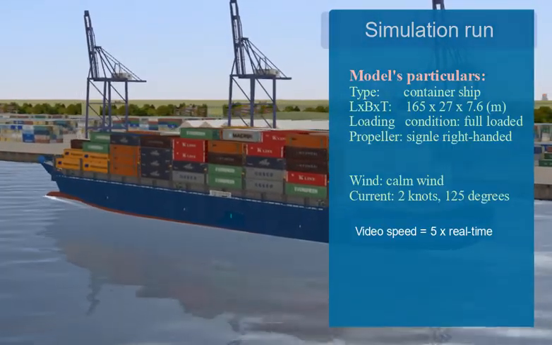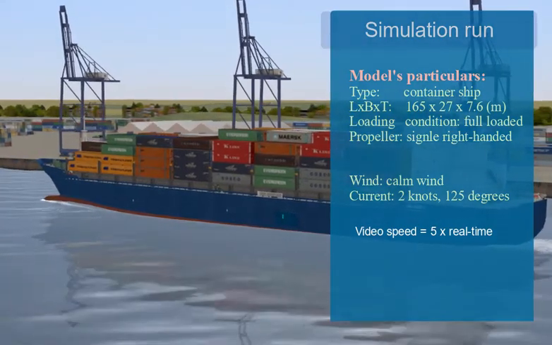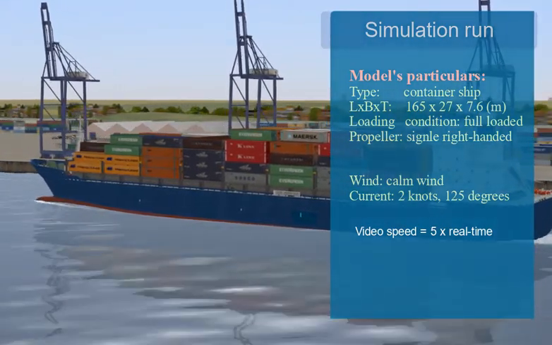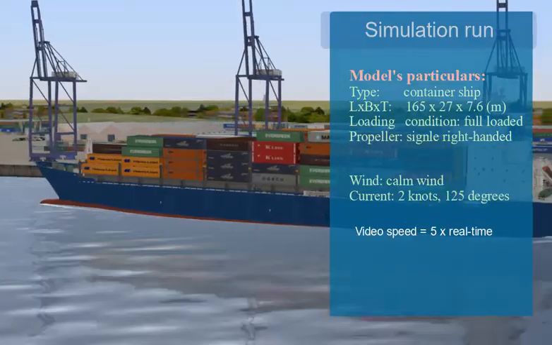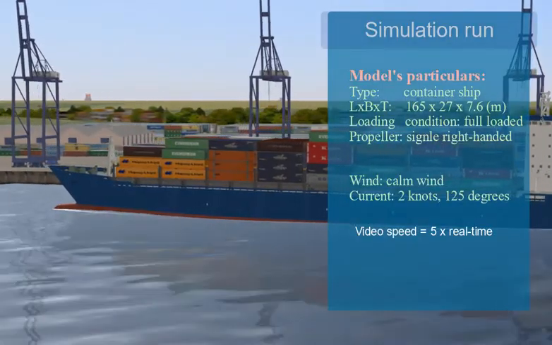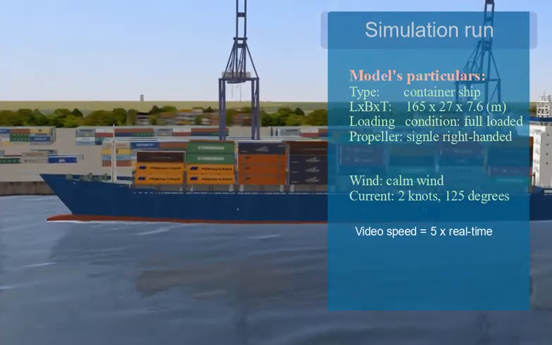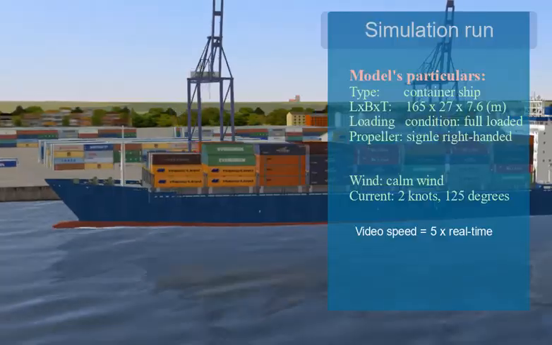Her length is 165 meters, breadth is 27 meters, and the draft is 7.6 meters. The ship is fully loaded and fitted with a single right-handed propeller. The current speed is 2 knots with a direction of 125 degrees. The video speed is set 5 times faster than real time.